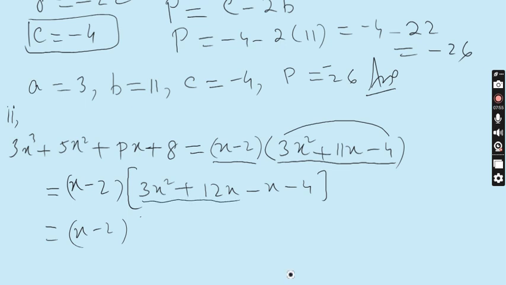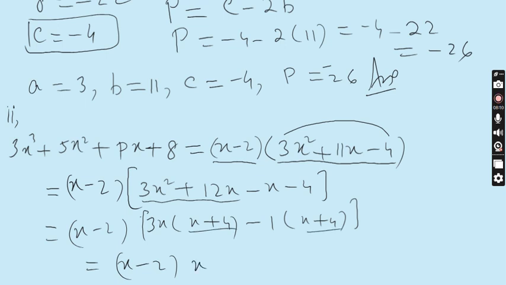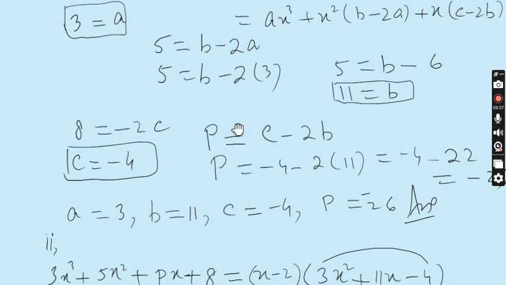Taking 3x common, so x plus 4. Taking negative 1 common, x plus 4. So x minus 2, x plus 4 is the same, x plus 4 one time, and 3x minus 1. This is the answer of part 2. Whenever we factorize a cubic equation, we always have 3 factors, and whenever we factorize a quadratic equation, we always have 2 factors. So x minus 2, x plus 4, 3x minus 1 is the answer of part 1.